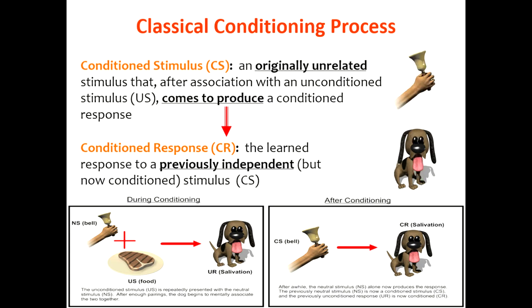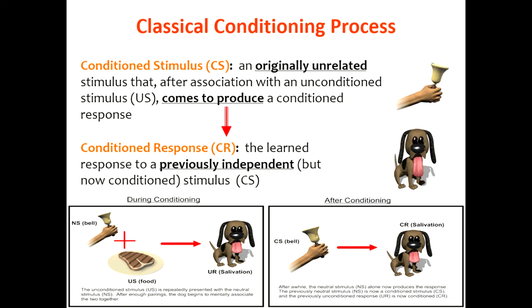The conditioned stimulus is the former neutral stimulus, the originally unrelated stimulus that after being paired with a natural stimulus, an unconditioned stimulus, comes to produce what is now called the conditioned response. The conditioned response is a demonstration that learning has occurred. It is the learned response to the previously neutral but now conditioned stimulus. The neutral stimulus paired with the unconditioned stimulus over time produces the conditioned response.